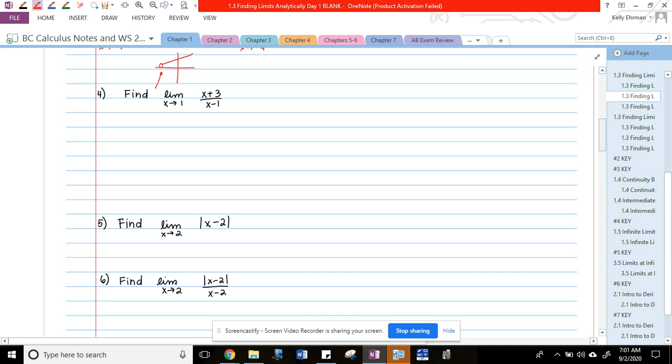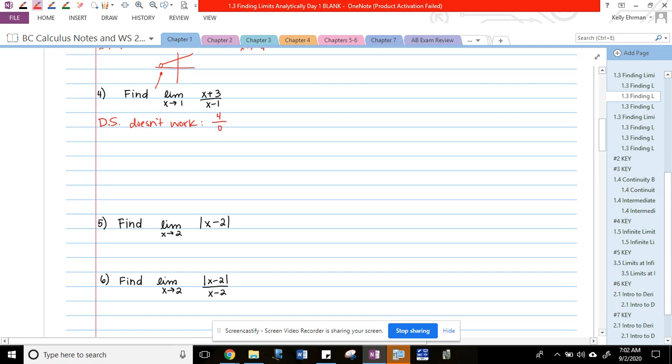All right, what about number 4? We always try direct substitution, but if I try direct substitution, I'm going to call that DS, by the way. Direct substitution doesn't work. Why not? Because if you try it, you get 1 plus 3 is 4, divided by 1 minus 1 is 0. Remember, that's undefined.